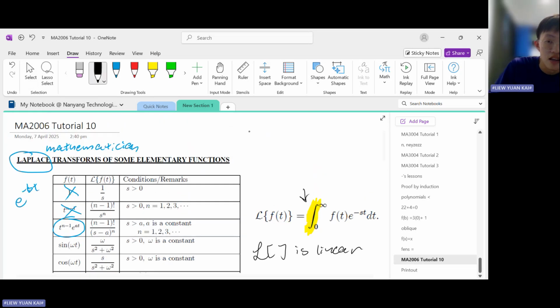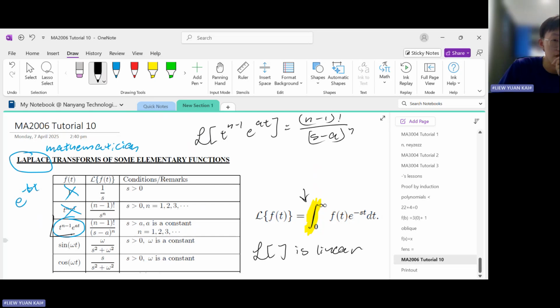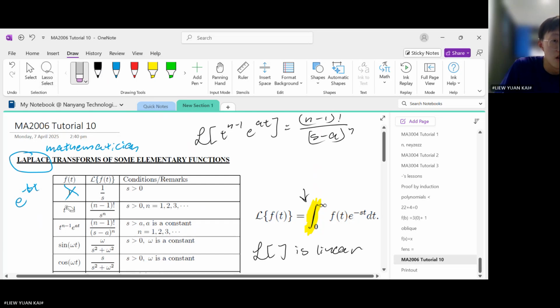The third entry says Laplace of t to the n minus 1 e to the at is equal to (n minus 1)! over s minus a to the n. Okay, so that's what the third row is telling me. So we're focused on this one.